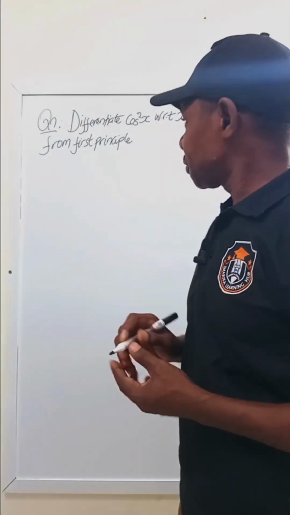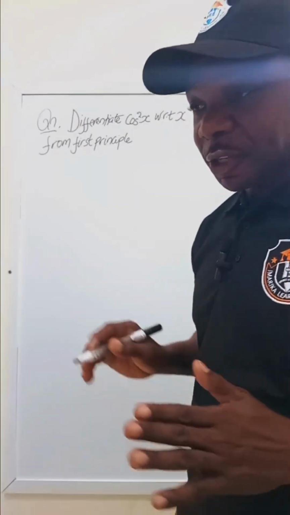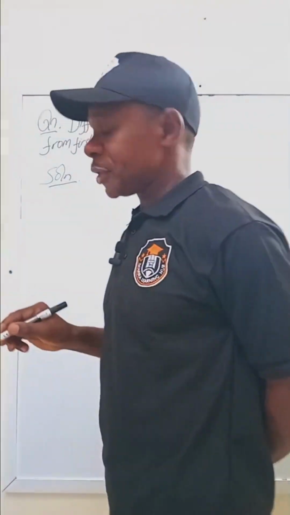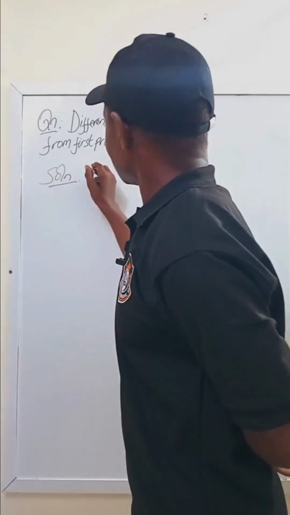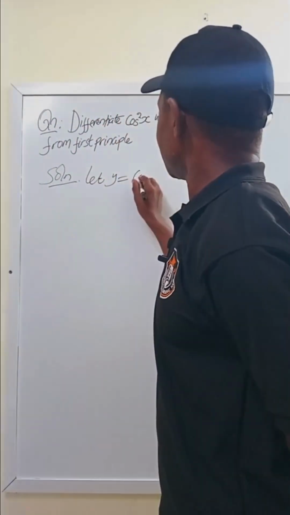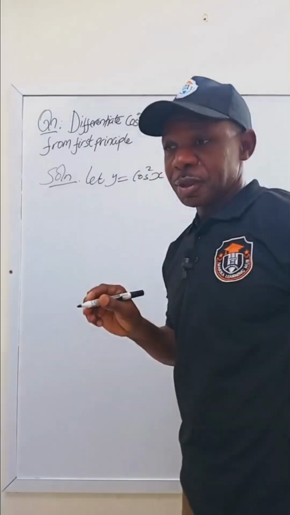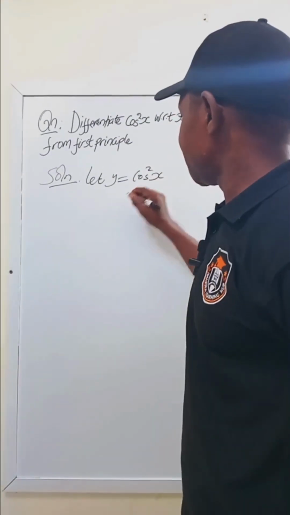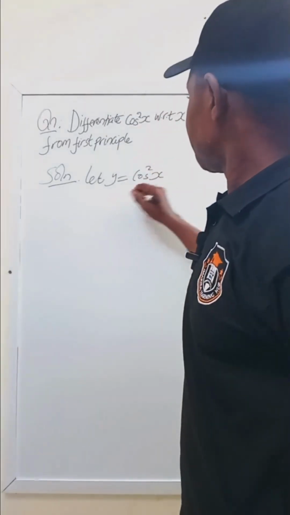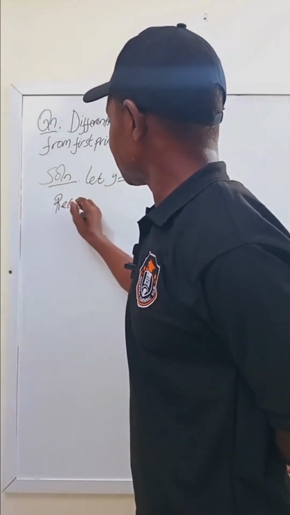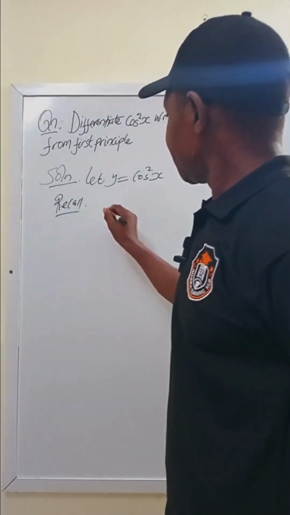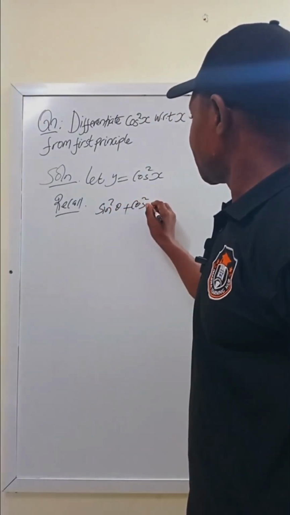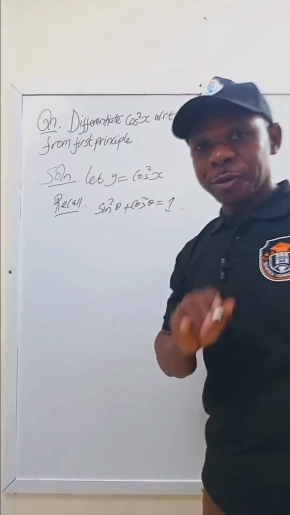From first principles. Okay, here's the suggested solution. Let's say y be equal to cos squared x. Differentiating this trig function with the even powers, you first convert it into a double angle formula. So from here, I would want you to recall this concept. The first one is sine squared theta plus cos squared theta equals 1. This is the first concept which I want you to recall.